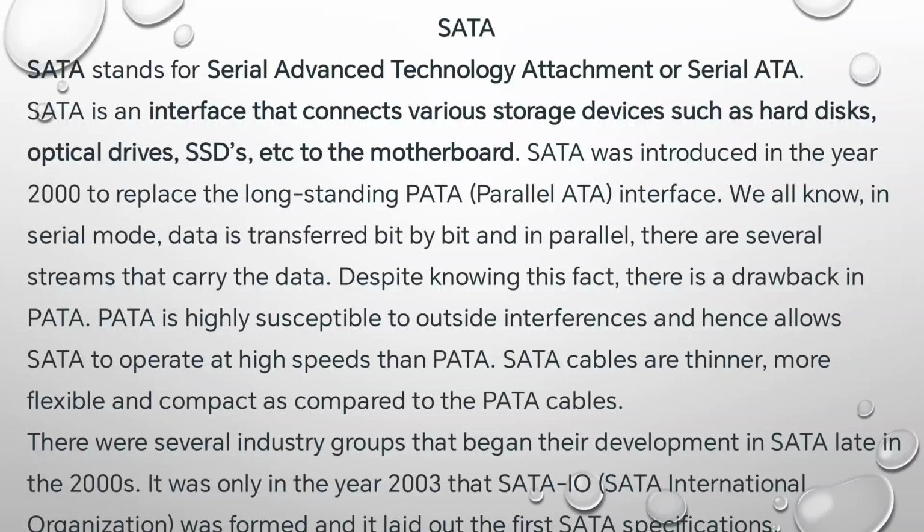We all know that in serial mode, data is transferred bit by bit, and in parallel mode, streams carry the data. Despite knowing this fact, there is a drawback in PATA. PATA is highly susceptible to outside interference, and hence SATA is able to operate at higher speeds than PATA. SATA cables are thinner, more flexible and compact as compared to PATA cables.